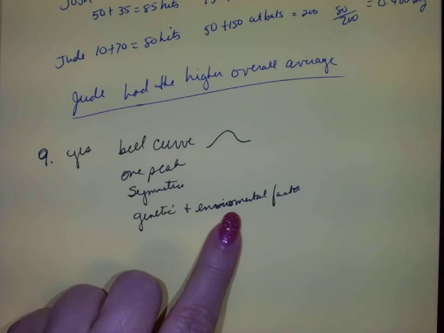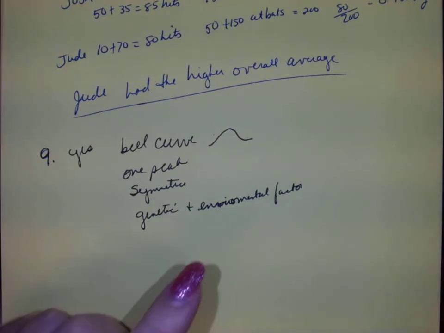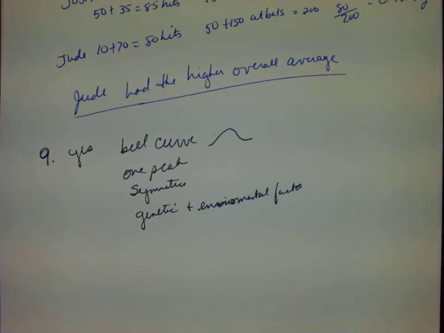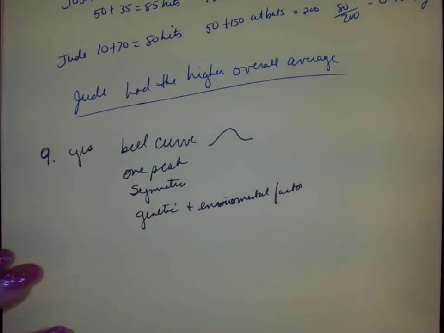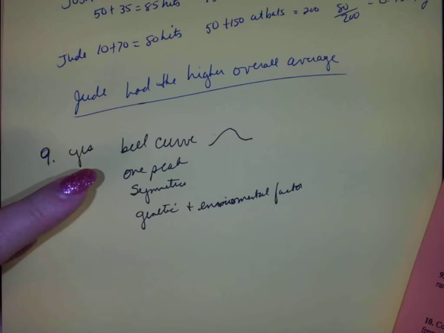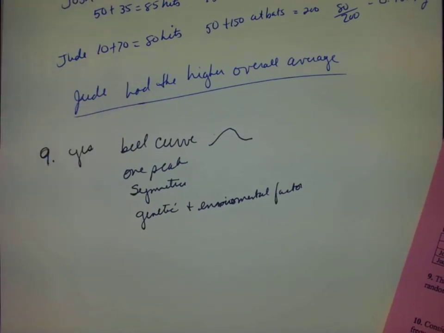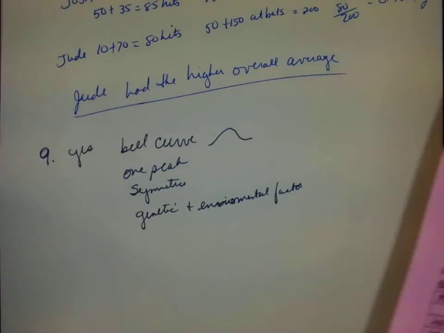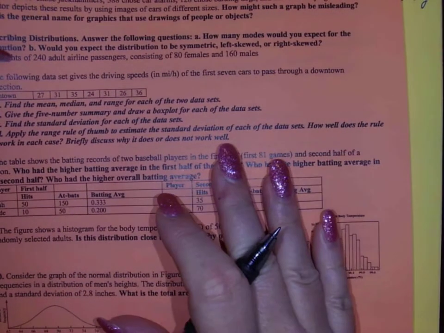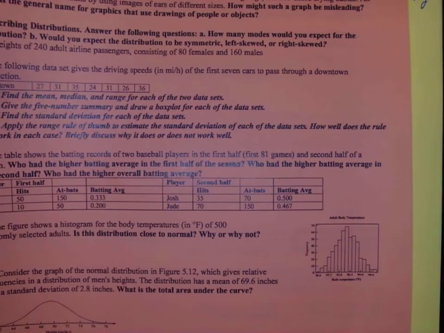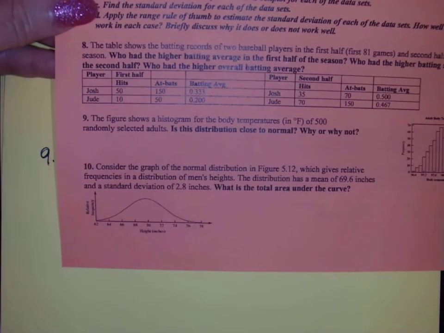Okay, and that was one of the things that they talked about, that typically when you're having a bell curve, they are affected by genetics or environmental factors. All right, I wouldn't expect you necessarily to write this, but you need to be able to tell me, well, it's got a bell curve, it's only got one peak, it's symmetric. So we're looking at it, and it is definitely a bell curve, a normal distribution.